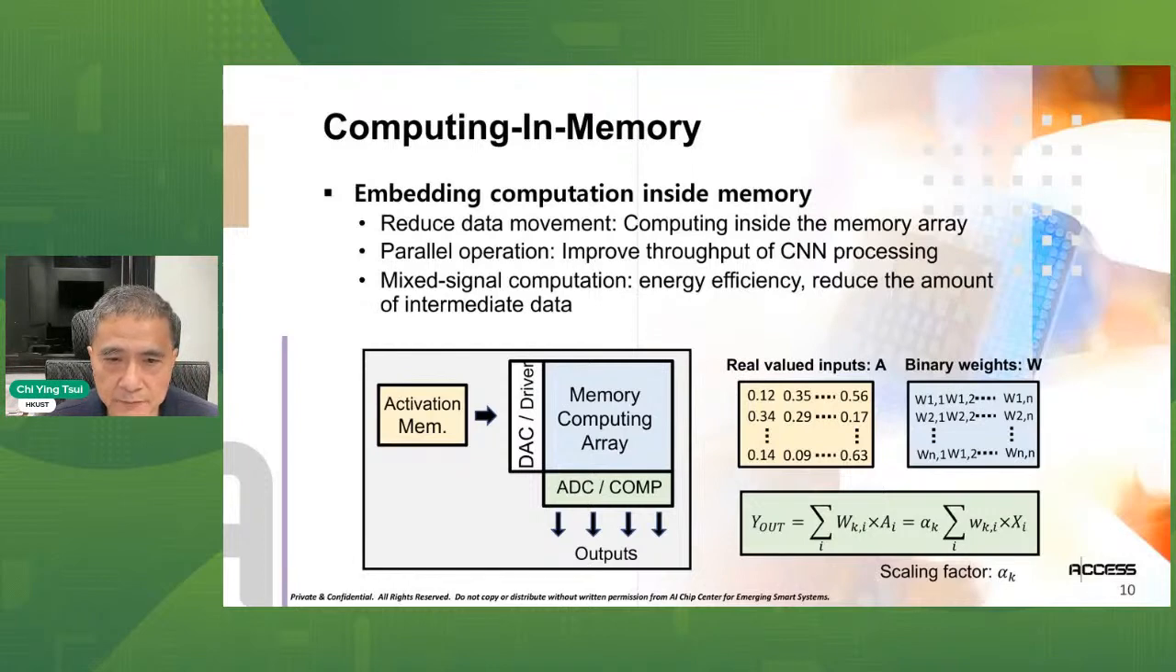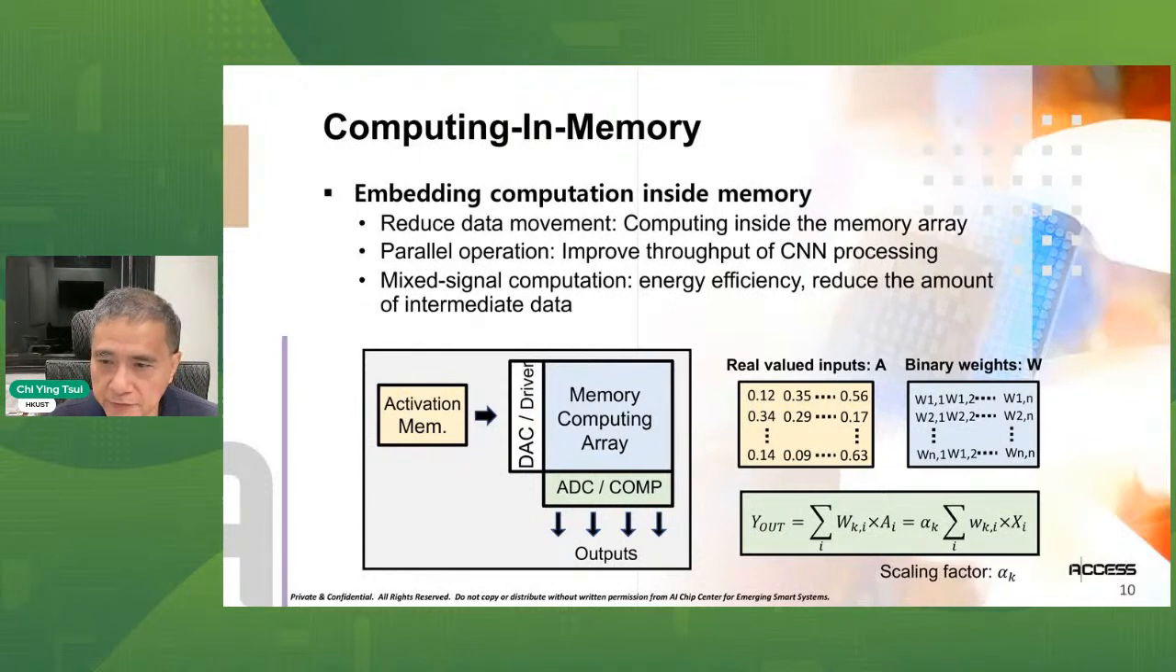Also, because the computations specific to neural networks are actually vector-matrix computations, the memory computing array can do highly parallel operations using mixed signal computations. With that, the energy efficiency increases, and by reducing the amount of intermediate data for accumulations, that also contributes to the increase in energy efficiency.